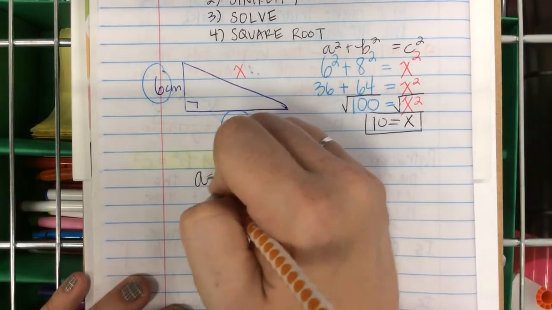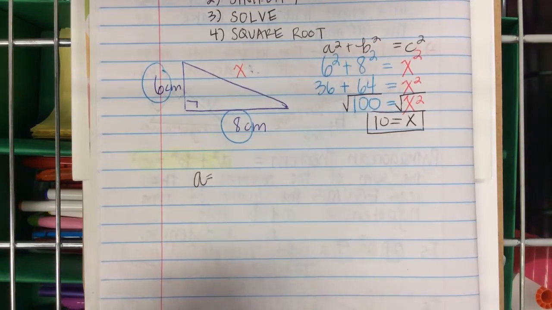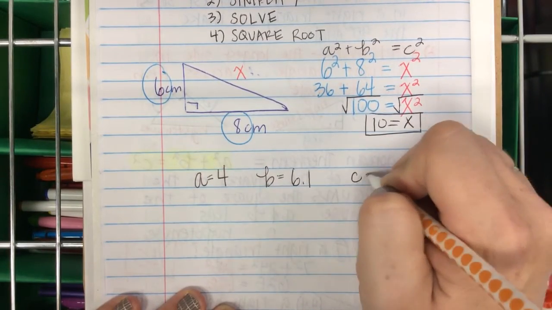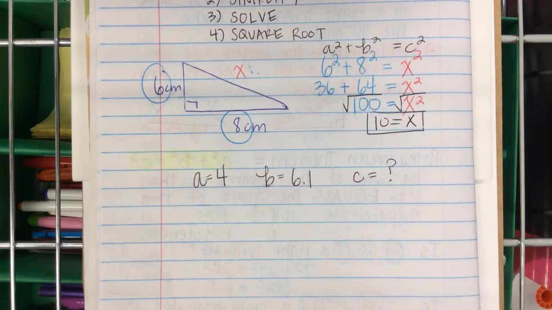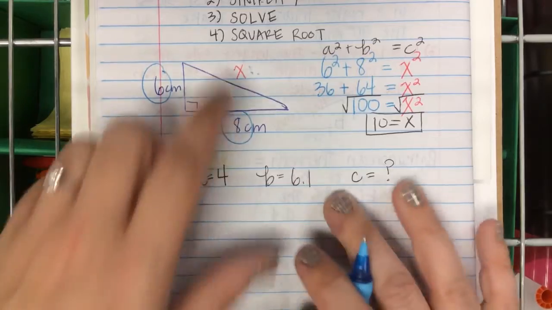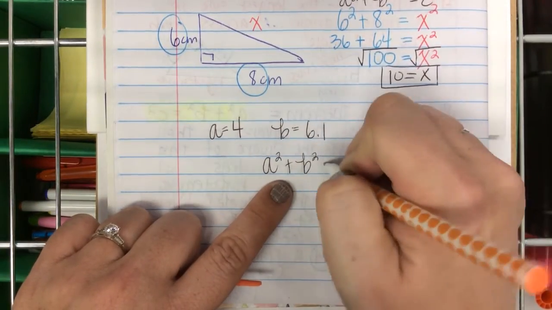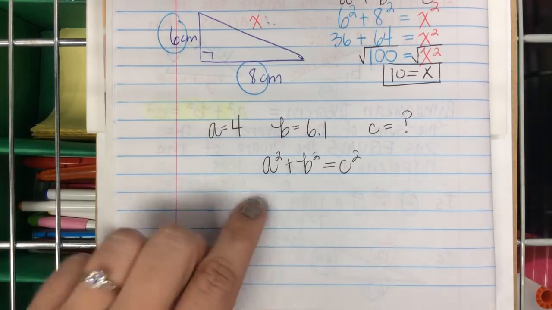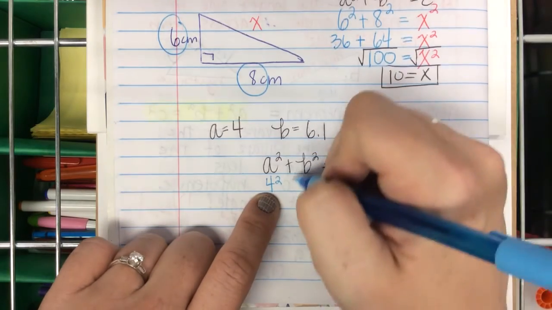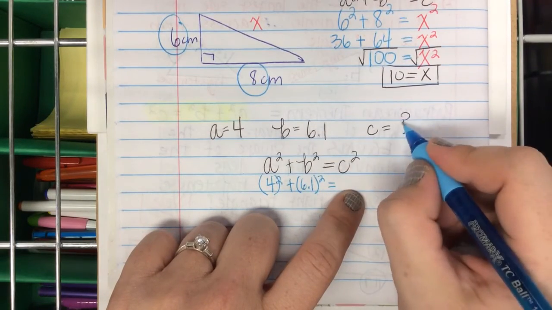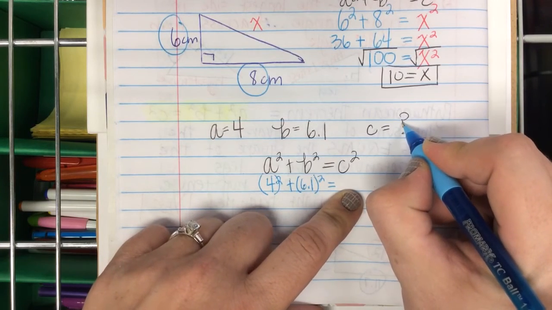Let's try one more. If A is 4 and B is 6.1, can you find C? It's already labeled A, B, and C. So, substitute. Instead of a squared plus b squared equals c squared, what am I going to write? Four squared plus 6.1 squared equals, do you know what c is? Could I make it x? Could I leave it c?